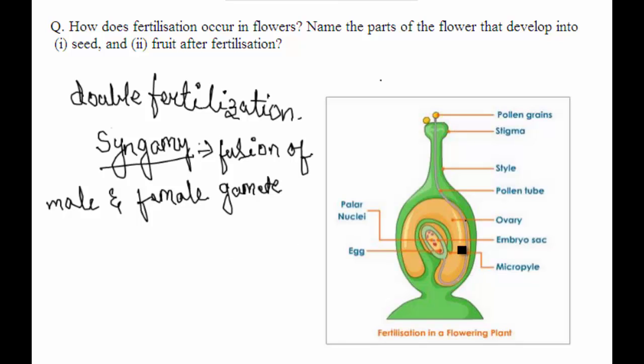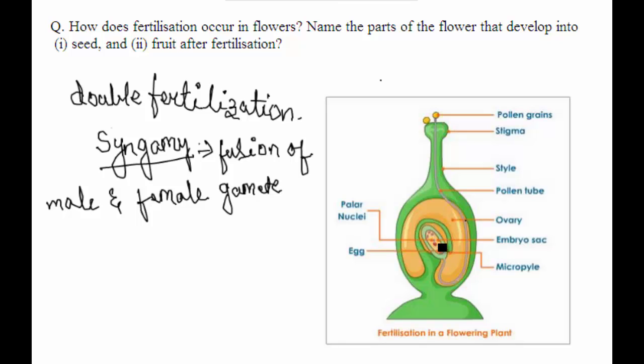One male gamete fuses with the egg. The fusion of male and female gametes is called syngamy, and its product is called the zygote. The other male gamete fuses with the two polar nuclei, and this process is called triple fusion, where three nuclei are involved in the fusion process. So that is one male gamete and two polar nuclei.